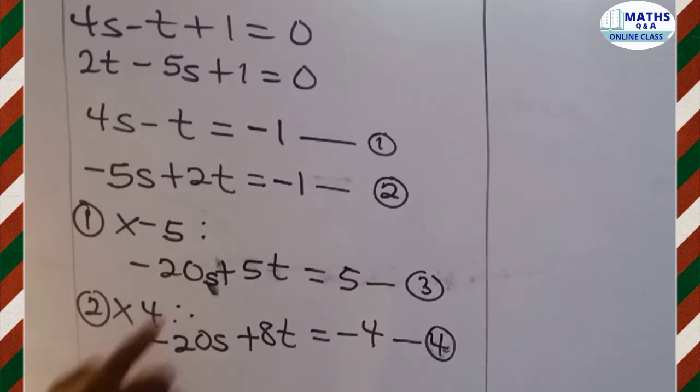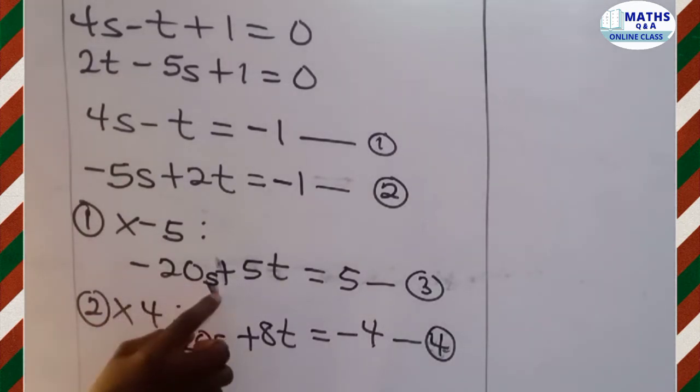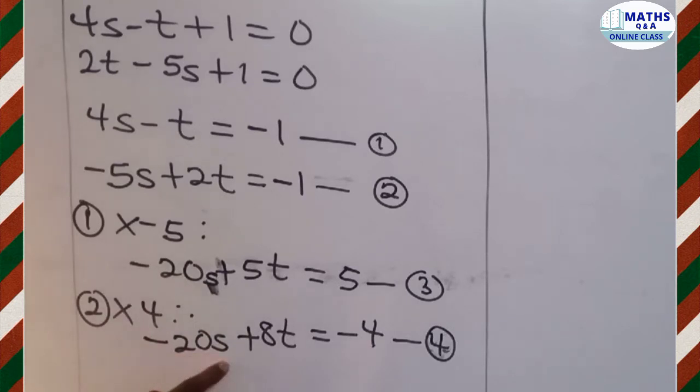Now you see that we have negative 20s here and we have negative 20s here, right?